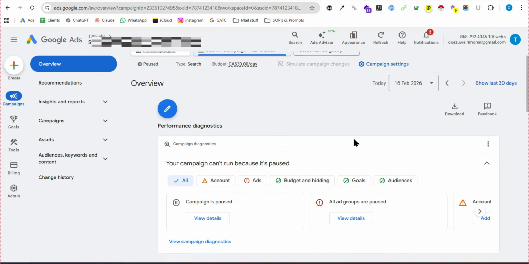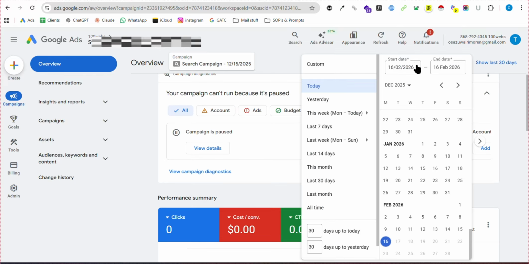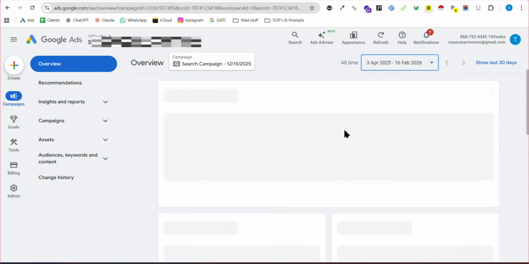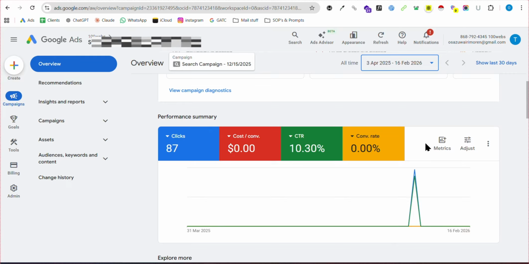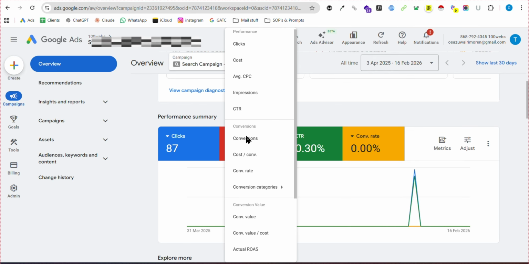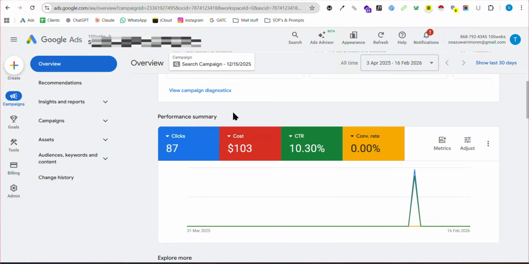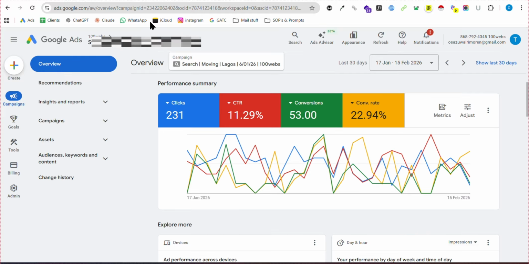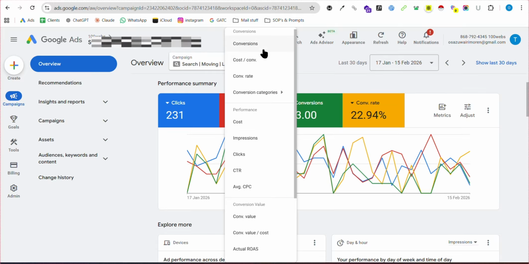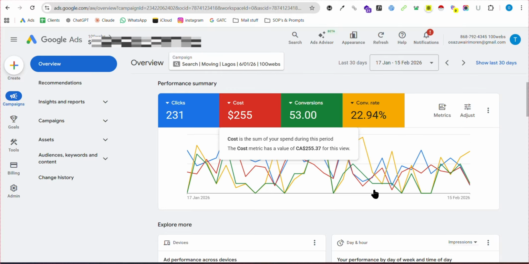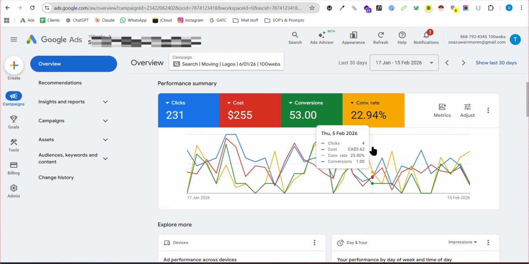But let me just show you the previous campaign they were running before they came to me. So this was the campaign they were running before they came to me. As you can see, no conversion at all, right? Not a single conversion. I think they ran it for a few days. Let's see how much they spent. So they spent over $100 to get nothing, while we spent $250. Right. So let's just get into it.